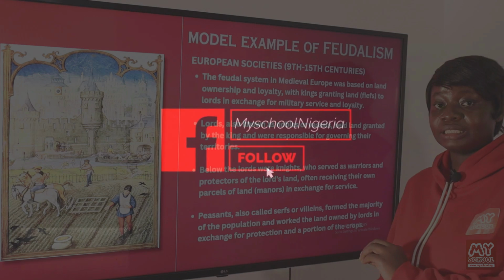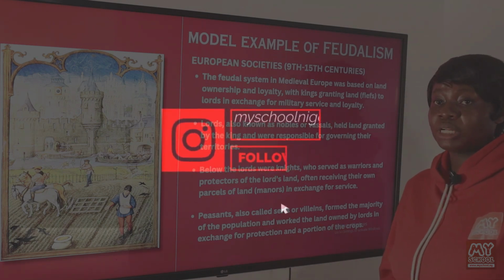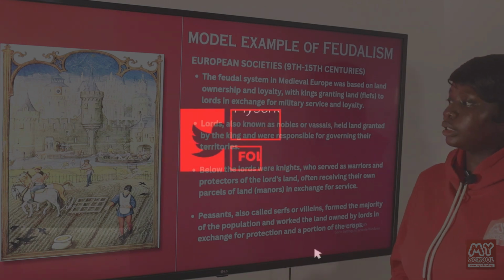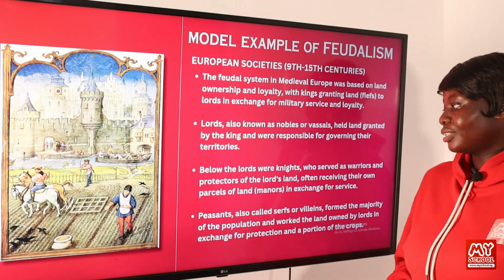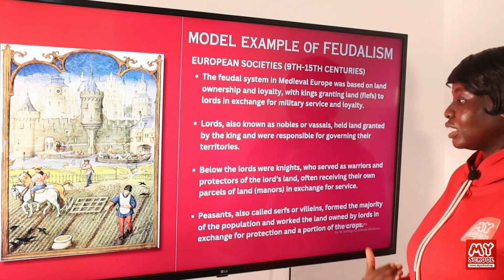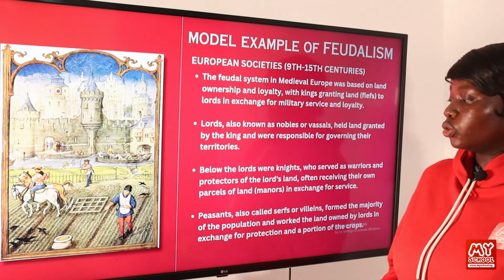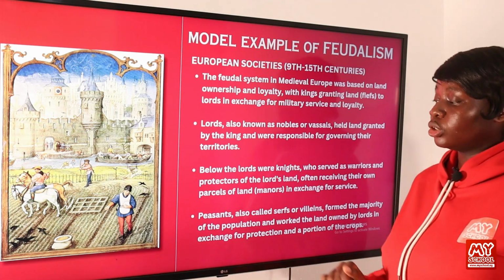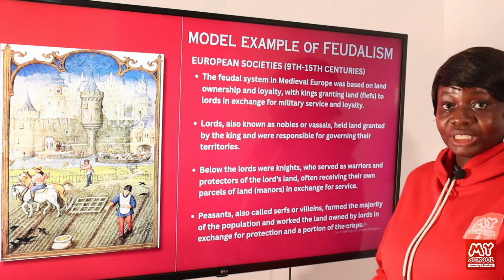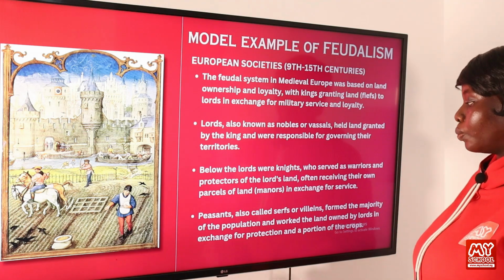Again, they had the power, the authority to create laws within their jurisdiction, and those above them do not have to question their authority. Below the lords were knights, who served as warriors and protectors of the lord's land, often receiving their own parcel of land, known as manors, in exchange for service. So these knights were under the lord's authority, and they offered protection to the land, and in exchange, they got a parcel of land, a manor.